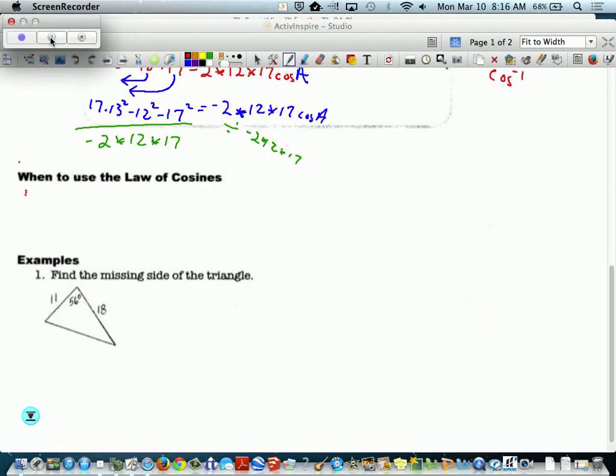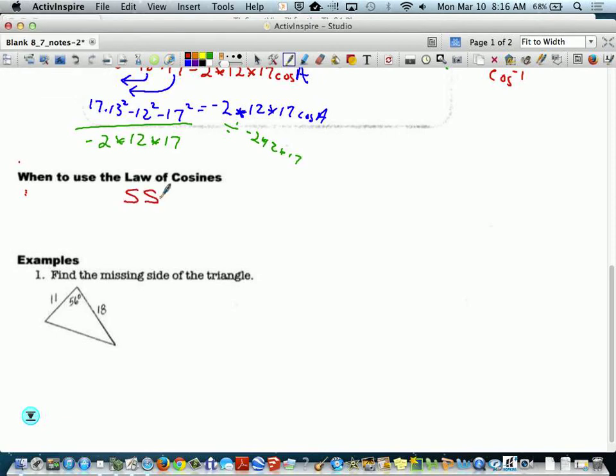So when should you use the law of cosines? You should definitely use the law of cosines, and I'm putting blue dots down where you know the information. In other words, what's SSS again from geometry? Side, side, side. If you know all three sides of a triangle, I would use law of cosines.